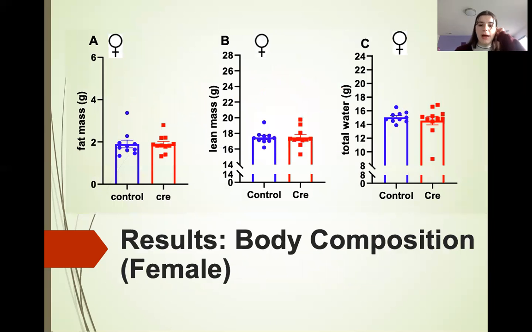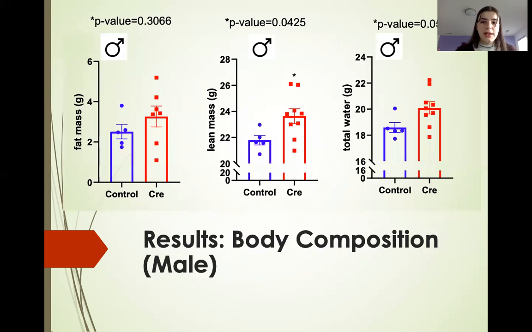So now the results of my body composition. As you can see, this is the female mice. And I did this through an EchoMRI, which basically tested fat mass, lean mass, and total water. And again, you're seeing that same trend. There is no increase in body composition in comparison to control mice, signifying that in females, sPRR does not affect body composition.